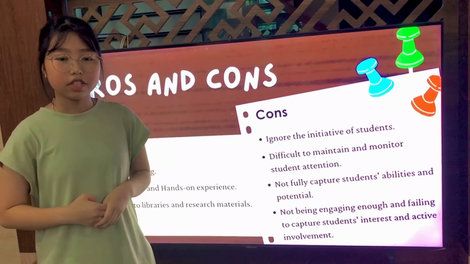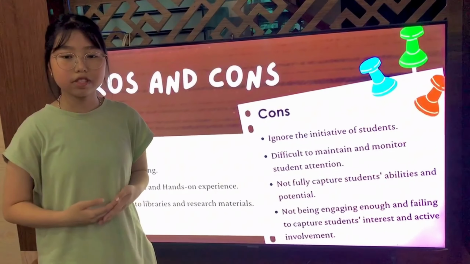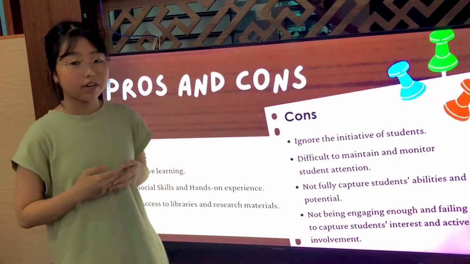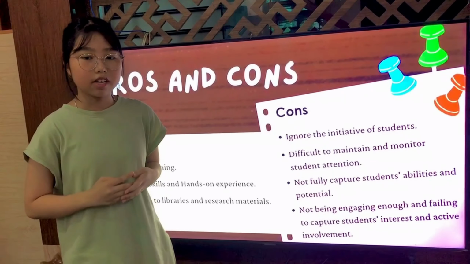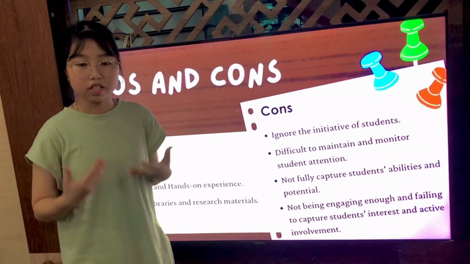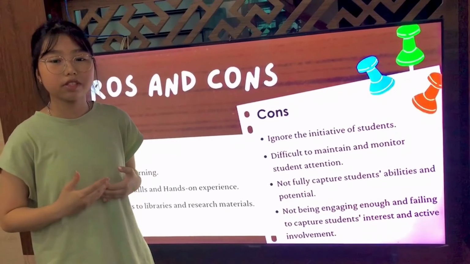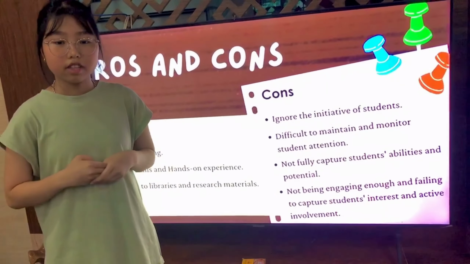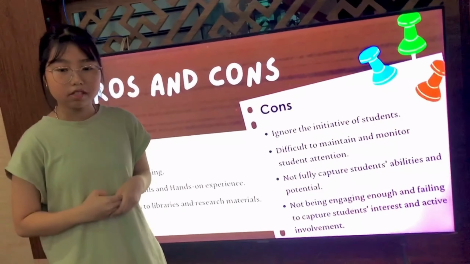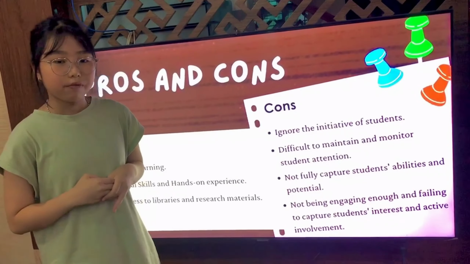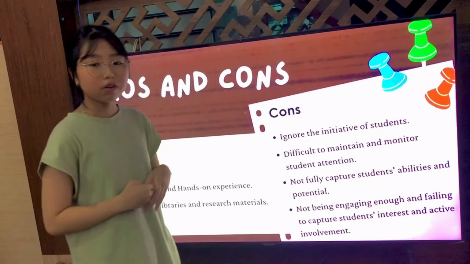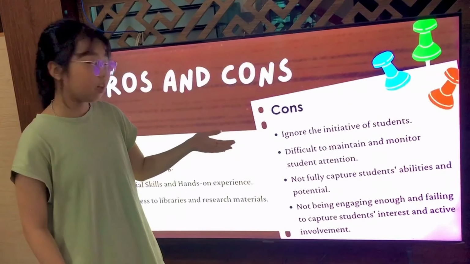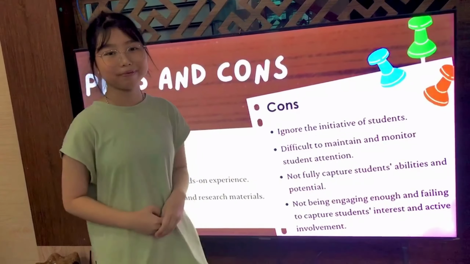Furthermore, traditional learning may not fully capture students' abilities, and traditional teaching methods in academic education have been criticized for not being engaging enough and failing to capture student interest and active involvement. Overall, the limitations of traditional teaching methods include limited effectiveness in achieving learning goals and a potential lack of engagement and active involvement from students.